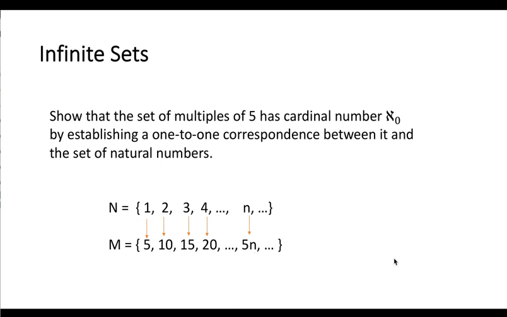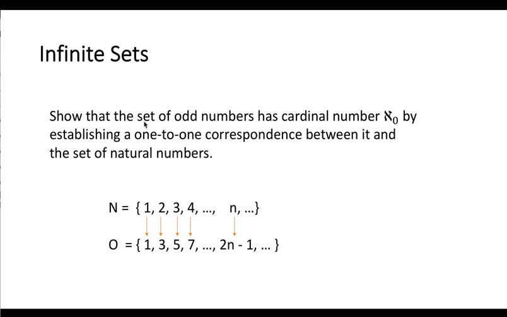Pretty cool, right? Okay, show that the set of odd numbers has cardinal number Aleph Null by establishing a one-to-one correspondence between it and the set of natural numbers. So the set of natural numbers is 1, 2, 3, 4, etc. The set of odd numbers: 1, 3, 5, 7. The general term here is 2n minus 1. Notice the difference between the terms is 2. That's where we get 2n.